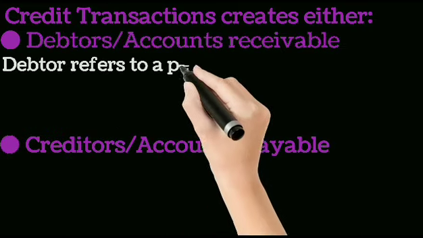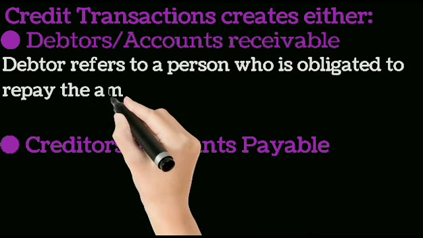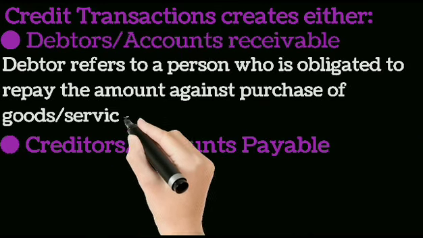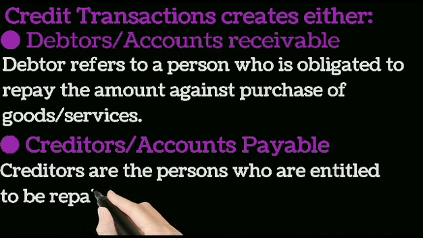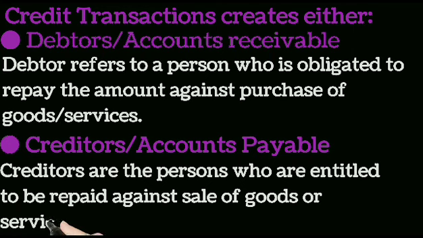A debtor or account receivable is a person who is obligated to repay the amount on purchase of goods or services, while a creditor or accounts payable is a person who is entitled to be repaid against sale of goods or services. For example, Company A sells goods to Company B. Company A is entitled to receive money from Company B, therefore Company A is known as creditor, while Company B is entitled to pay money to Company A against purchase of goods, therefore Company B is known as debtor.